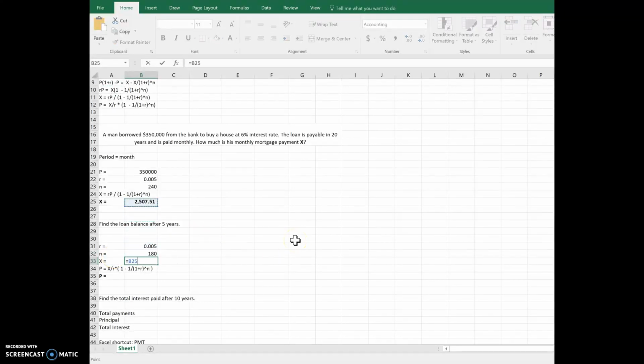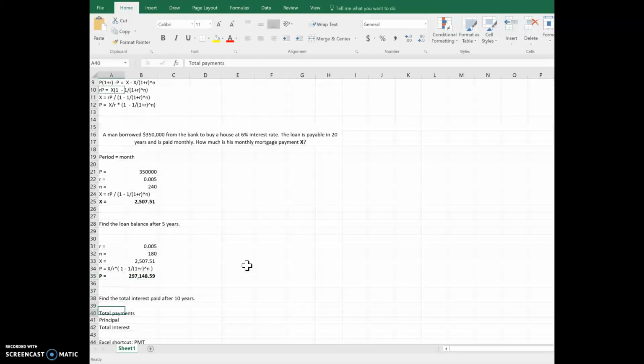And the man is going to make 2,507 every month. Okay, and then we want to know what is the balance after 5 years. So we're going to use this formula that we derived earlier: x divided by r times 1 minus 1 over (1 plus r) raised to n. So that means that after paying for 5 years, the balance is still 297.